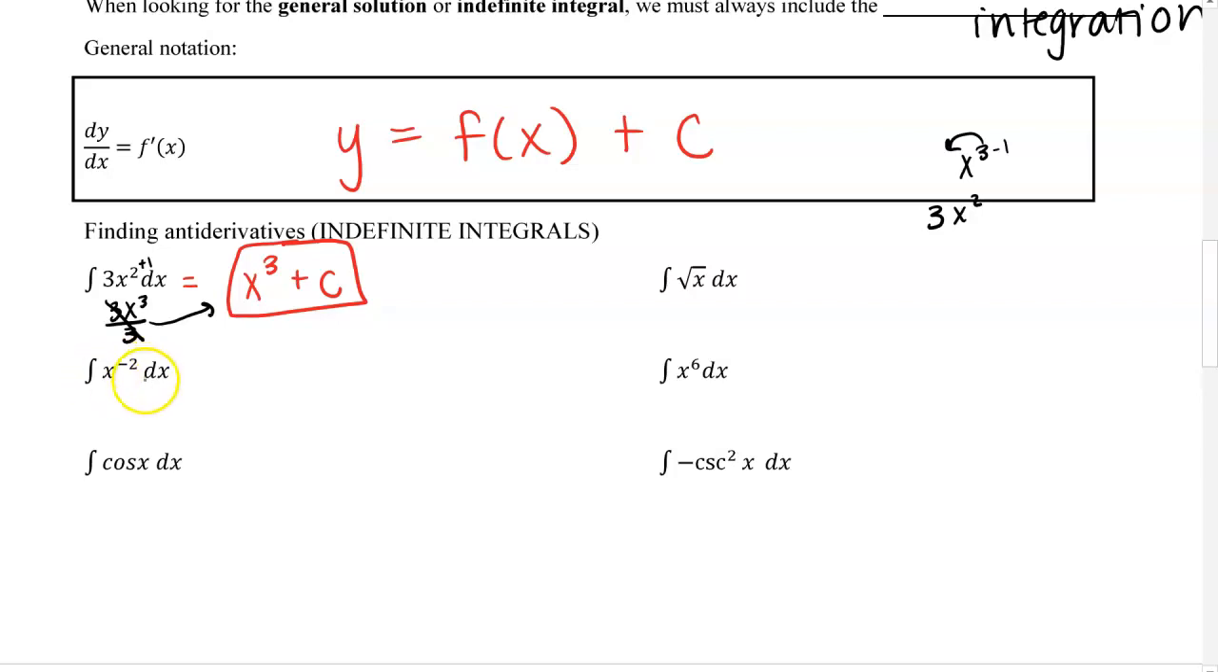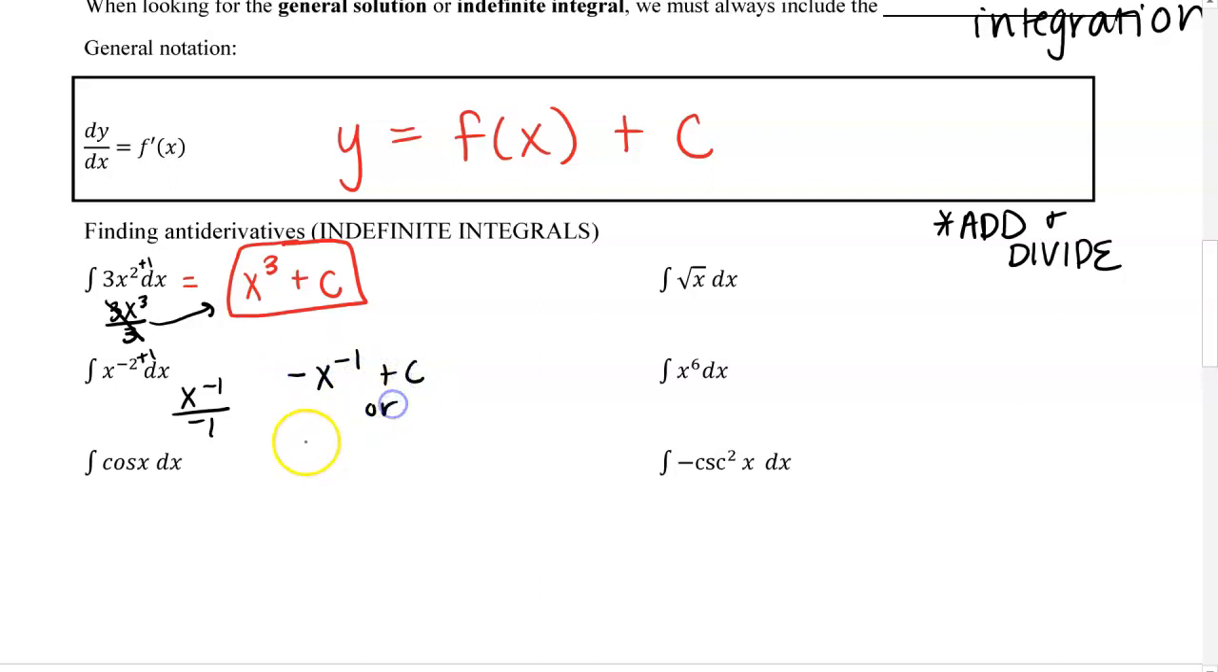For x to the negative second, you do the opposite of multiply and subtract, which is add and divide. So you add 1 to the exponent, that would become x to the negative 1, and then you divide by negative 1. To simplify this, I would make it negative x to the negative 1 plus c, or even better, negative 1 over x plus c.